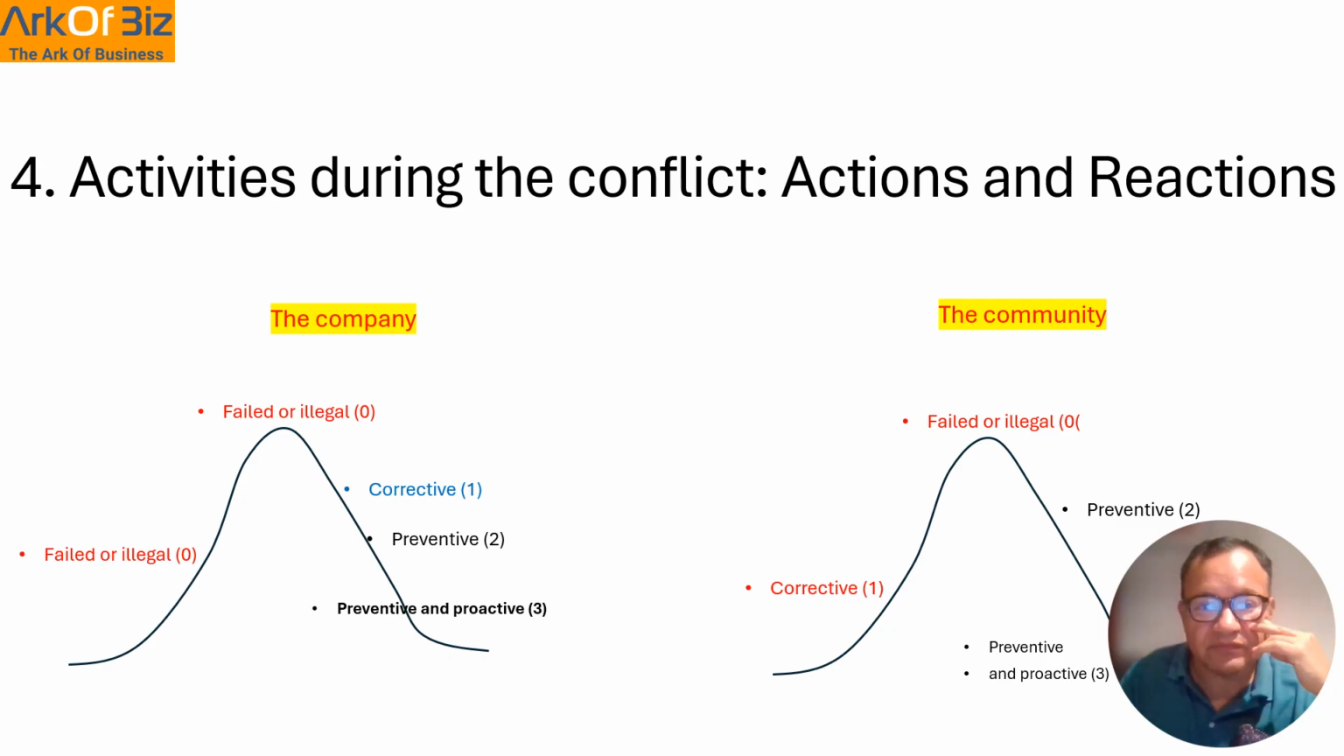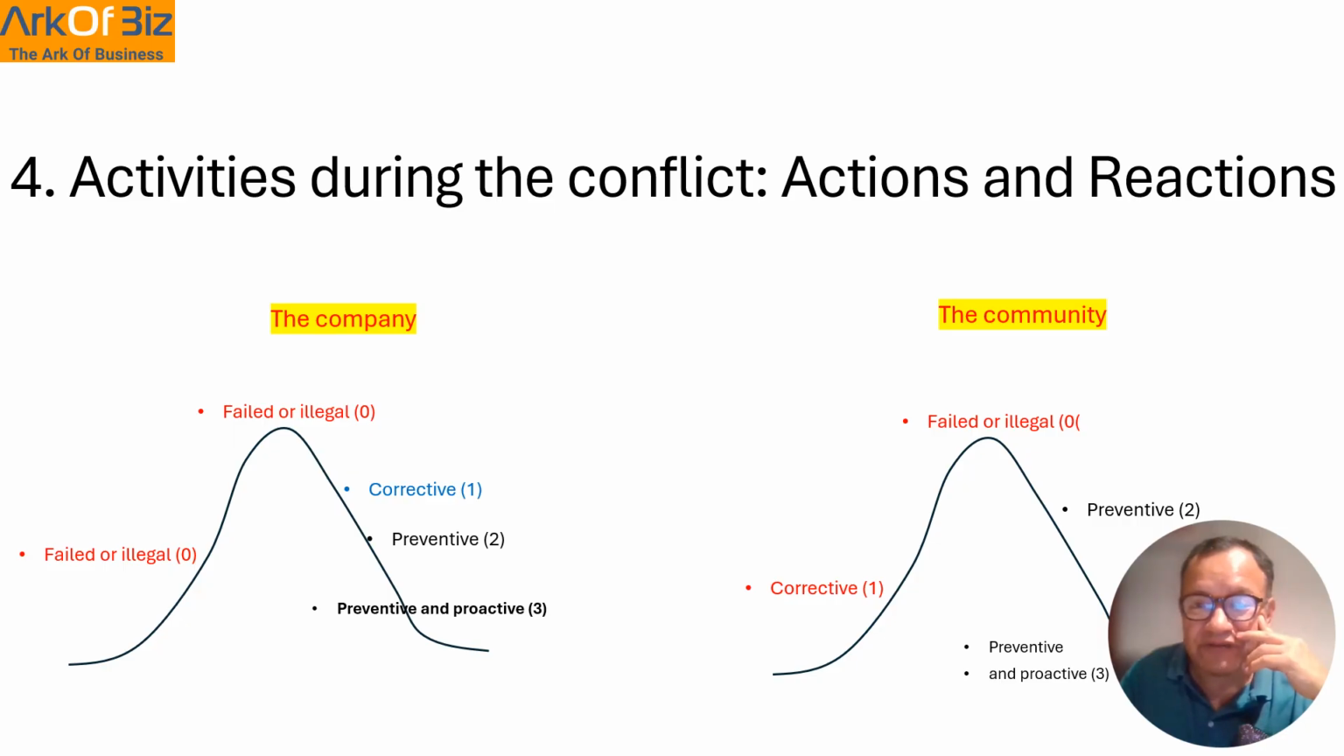For example, imagine the two main parties: the company on one side, and the community on the other side. Suppose that the company takes a harmful action or a failed activity, for instance, using the community land without permission. So it means that the company's curve starts with the failed activities, the harmful step they took.